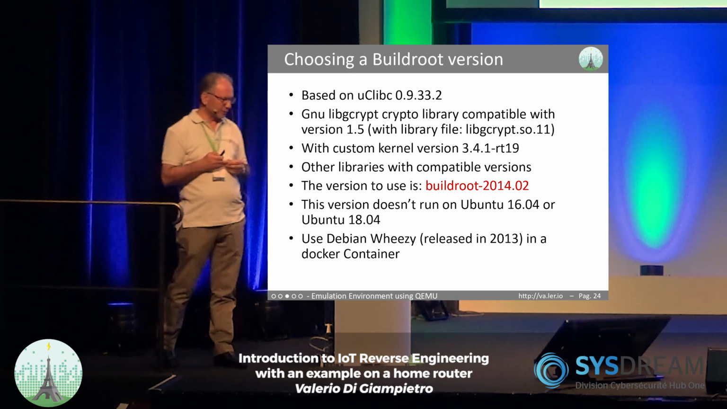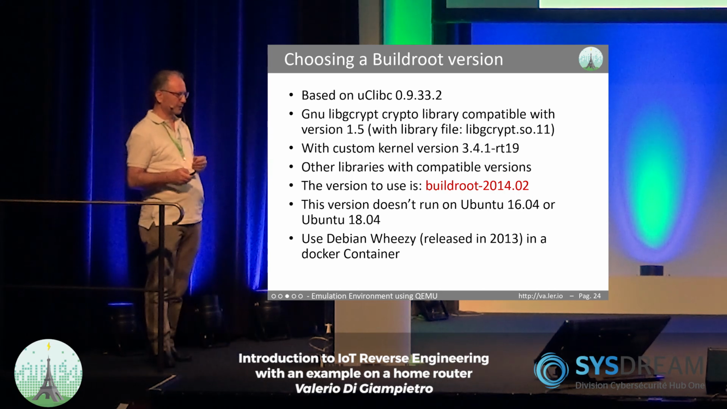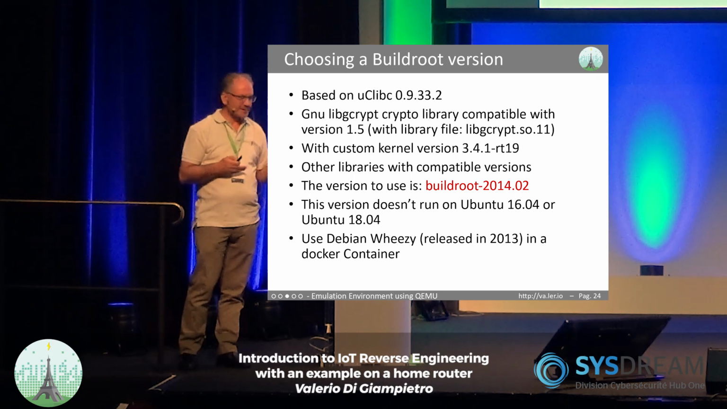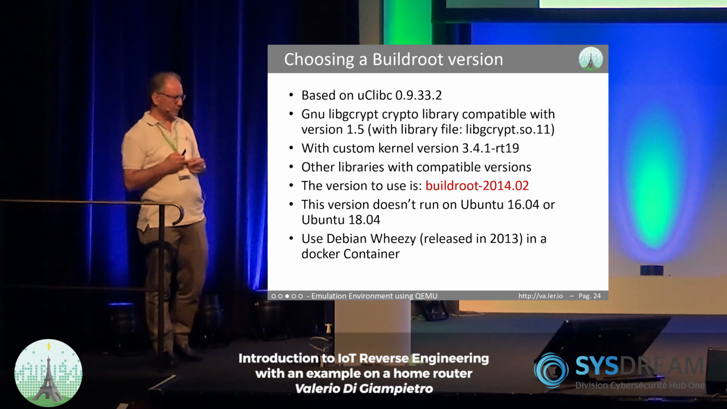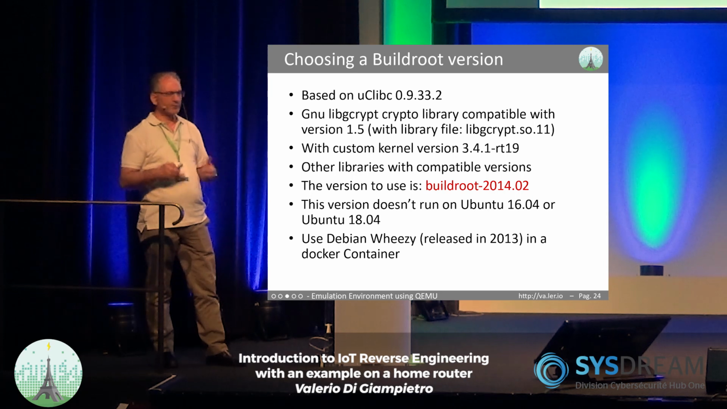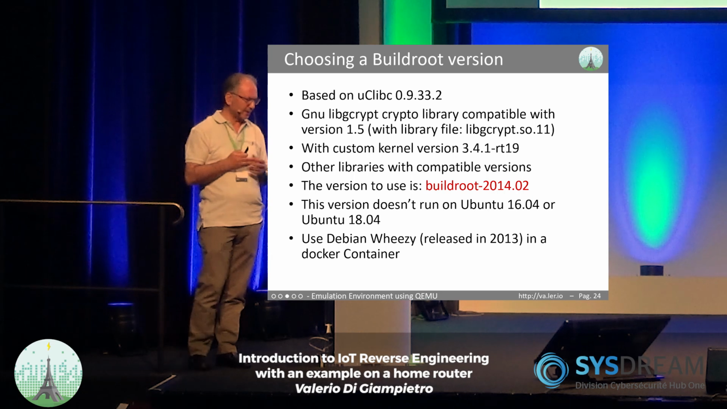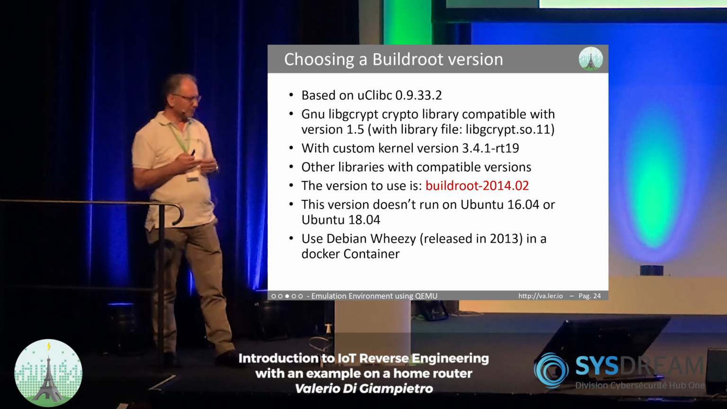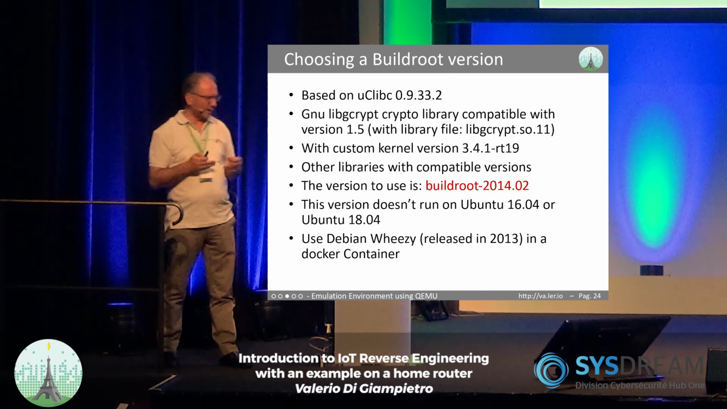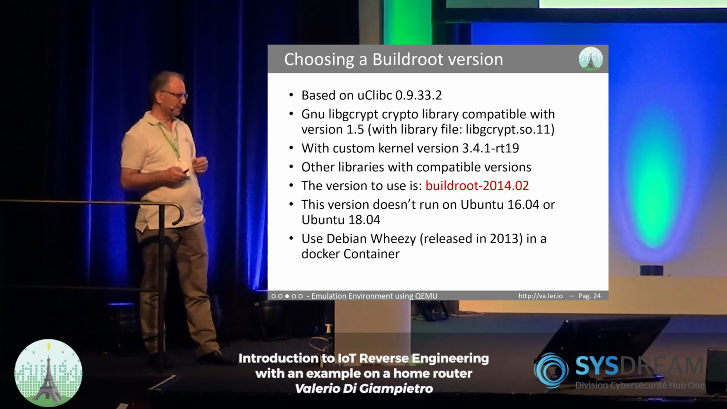So the buildroot version to use is the one released in February 2014. Unfortunately, due to dependency hell, this version doesn't run on a recent Linux distribution, so it doesn't run on Ubuntu 16.04 or Ubuntu 18.04. So we have to use an older Linux distribution that is more or less the same age as the other components. We can use Debian Wheezy, which was released in 2013, and we will run it in a Docker container, using Docker as a light virtualization environment.